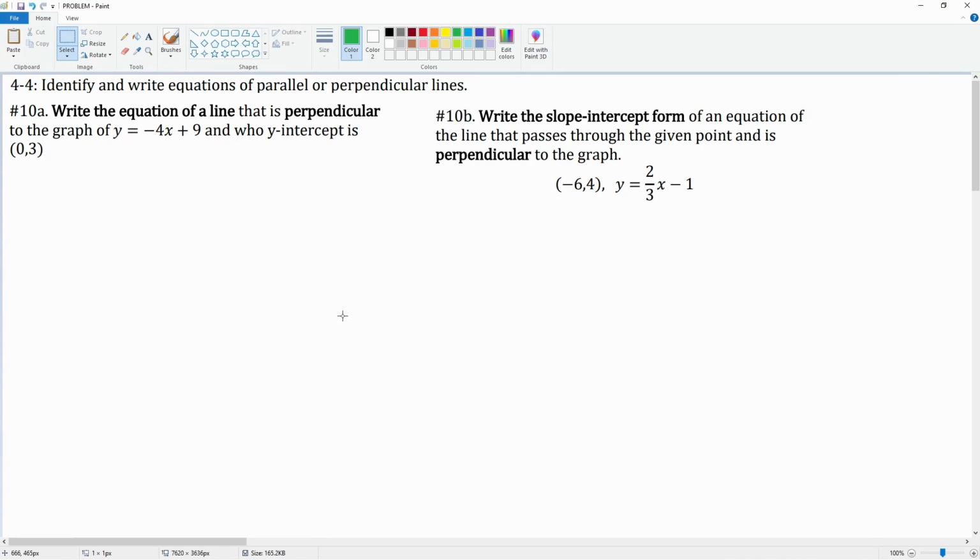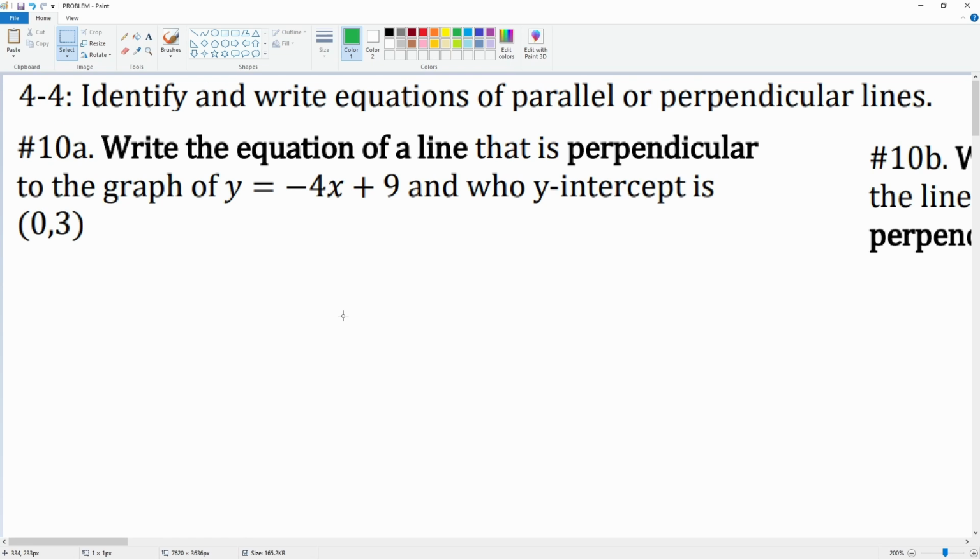4-4, you're going to identify and write an equation of a parallel or perpendicular line. For the 10, it says to write an equation of a line that is perpendicular. Here we have the original equation of y equals negative 4x plus 9. Here we can see that the original slope is m equals negative 4.